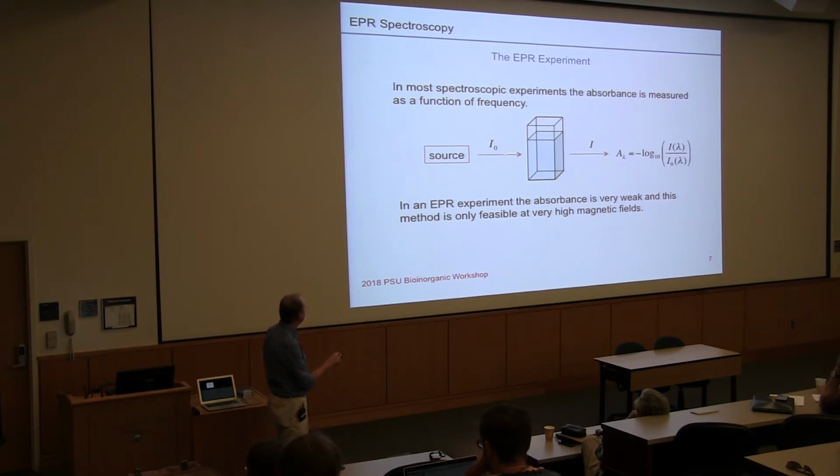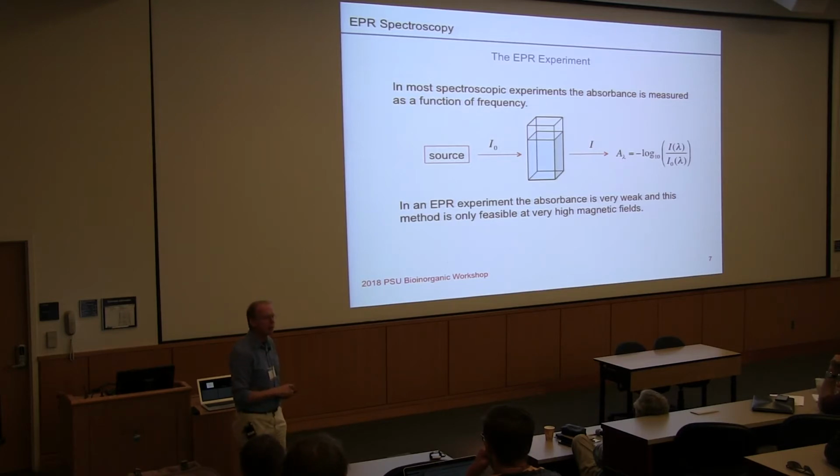So we measure the intensity before and after the sample, and then the absorbance, of course, can be derived from the ratio of those two, right? If we try to do that in the microwave region of the electromagnetic spectrum, we run into issues. And the issue is basically that the difference between I and I0 is incredibly small.